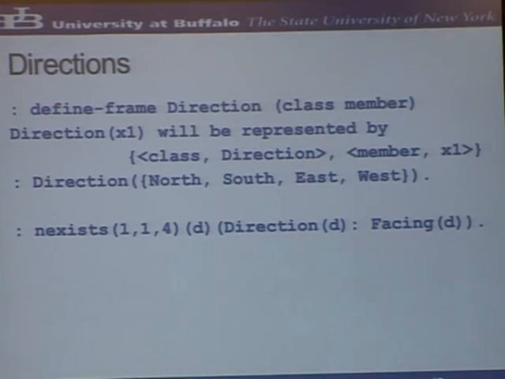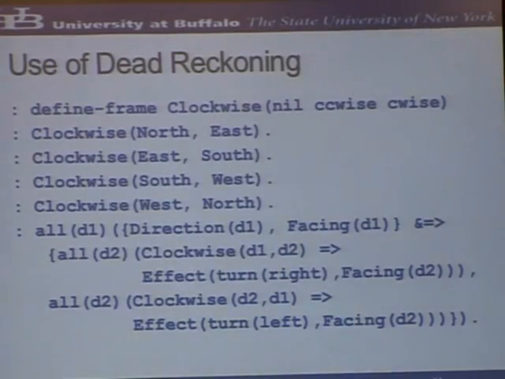So directions. We'll have a category of entities called directions. The directions are north, south, east, and west. And we're always facing exactly one of the four directions. Of the four that are directions, at least one and at most one satisfy facing D. And facing will be done by dead reckoning. If you know where you are and you know how you're moving, then you figure out where you are now. So let's define a frame called clockwise to tell it how the directions are related to each other. Clockwise of north is east, clockwise of east is south, clockwise of south is west, and clockwise of west is north.